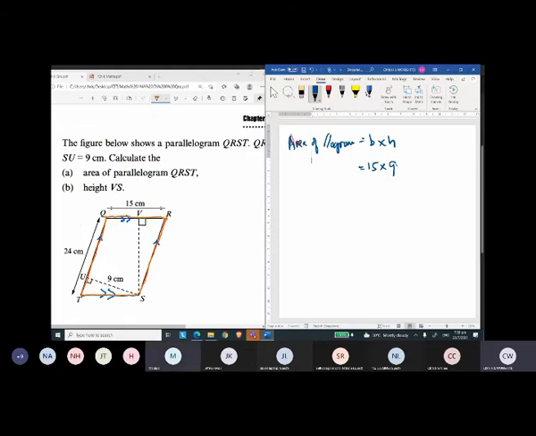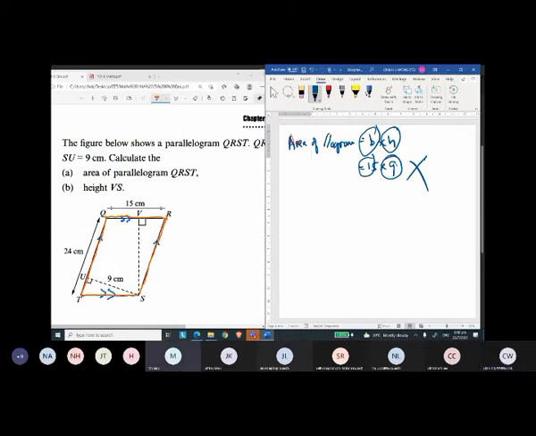Okay, 9 cm is at 90 degrees. Yeah, you're right. The 90 degrees you just mentioned is correct. You must tell yourself your base and the height must be at 90 degrees, right? Now you tell yourself, are the 15 and the height at 90 degrees? Are they 90 degrees? No. So this is wrong. The moment you tell me it's not 90 degrees, this is wrong already.